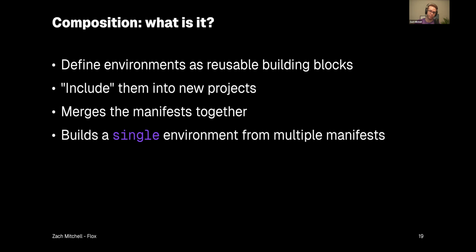The way this works, I'll show you the syntax, but essentially you say, I depend on that environment, I depend on that environment. This could be a remote one on FloxHub. It could be a local one specified via its path on the file system. And then when we build your environment, we merge those manifests together. The way this is different from layering environments is that this gives you one environment, whereas layering is literally multiple environments that are active at the same time.